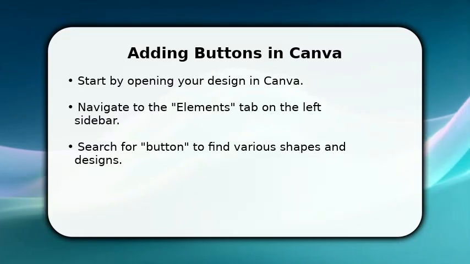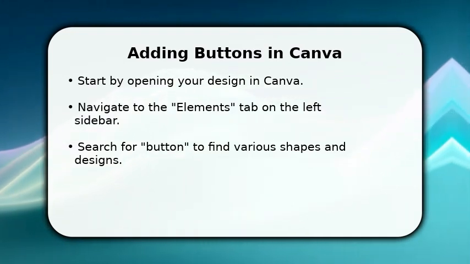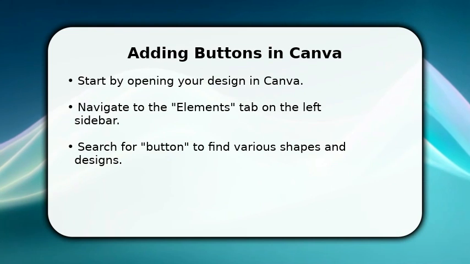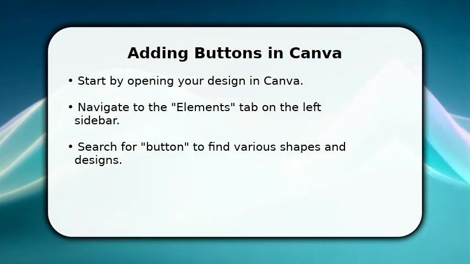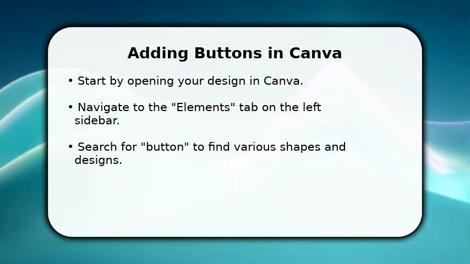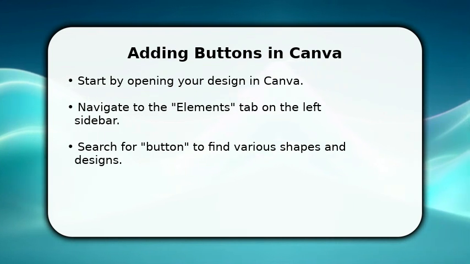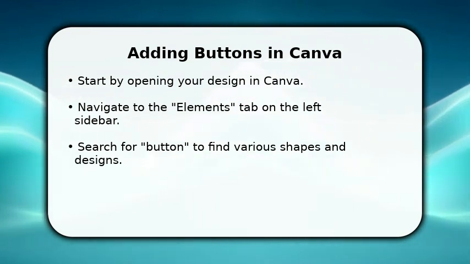In this video, I will show you how to add a button in Canva. First, open your design. On the left side, you'll find the Elements tab. Click it, then search for Button to explore many shapes and styles. Once you find one you like, simply drag and drop it onto your canvas. It's a straightforward process to get started with interactive elements.